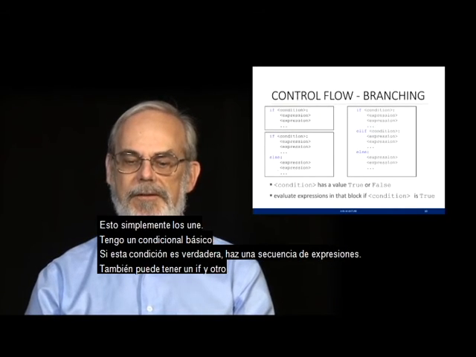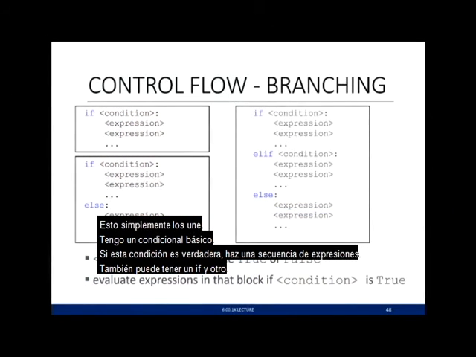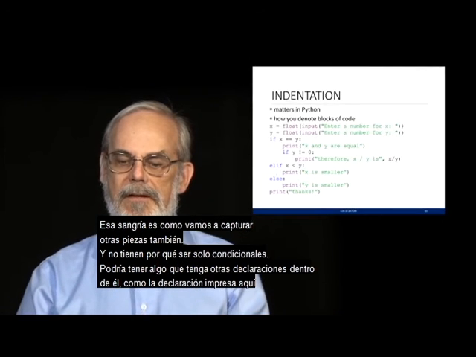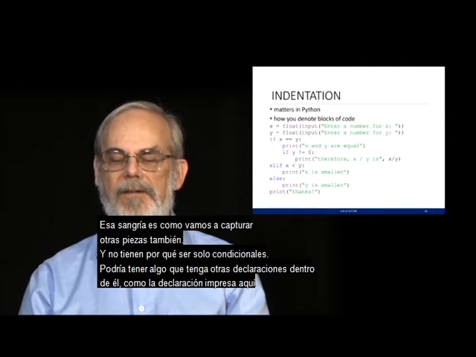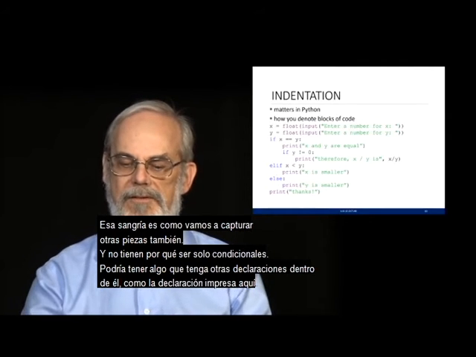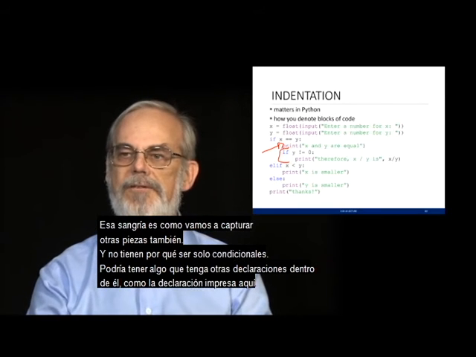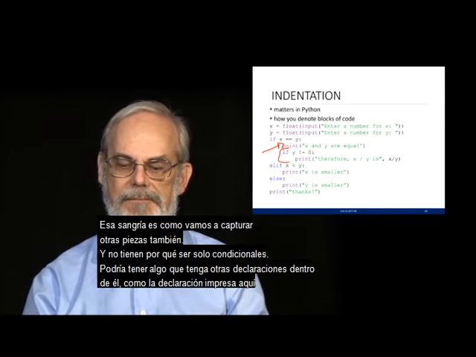This just then pulls them together. I've got a basic conditional. If this condition is true, do a sequence of expressions. I can also have an if and an else, or I can have an if, a sequence of elifs, and an else. And again, notice how the indentation tells us which things to do associated with which block of code. That indentation is how we are going to capture other pieces as well, and it doesn't have to just be conditionals. I could have something that has other statements inside of it, such as a print statement here.